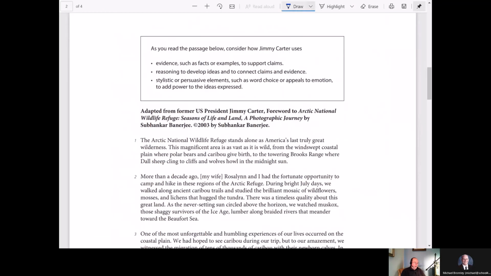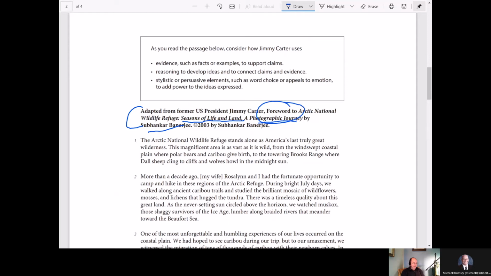Okay, so here are our instructions. In this particular passage, it's adapted from, I want to look at the passage and see what it is. So adapted from former U.S. President Jimmy Carter, foreword to the Arctic National Wildlife Refuge, Seasons of Life and Land. So we know what this is about, a photographic journey filmed by some other dude. And this is the foreword. In other words, this is Jimmy Carter talking, introducing this book.